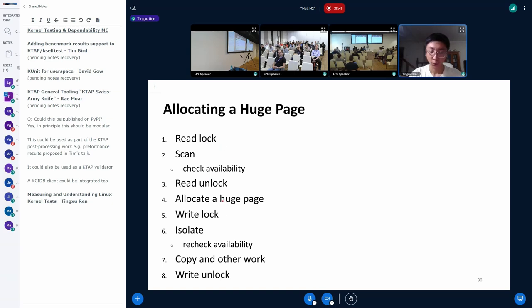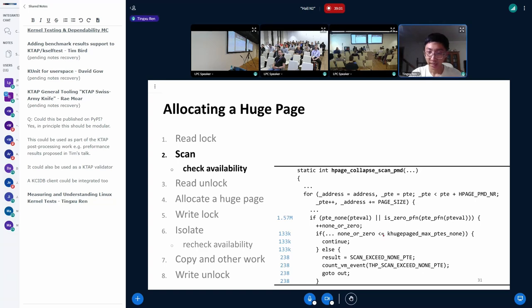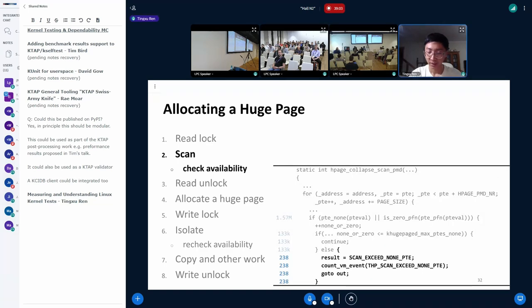After that, the kernel will try to allocate a huge page. And after that, it will isolate this certain page from the LRU list and make some copy. This process will also be wrapped by write lock and write unlock. So on the right side is the source code for this.